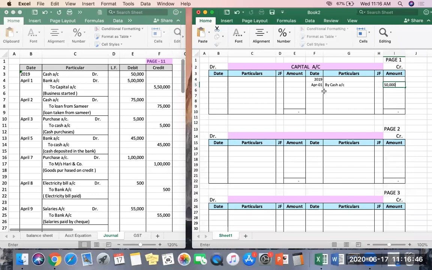Okay. The next entry is on the same day, so you can write a ditto mark, the two commas which you put. Again, instead of writing "By" one more time, you can put those two commas. And what is that? Bank account. So you'll write bank account, and here you will write 5 lakh.